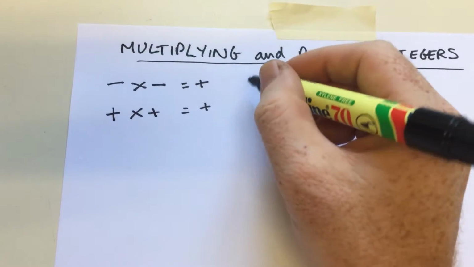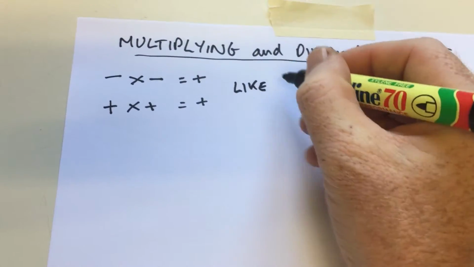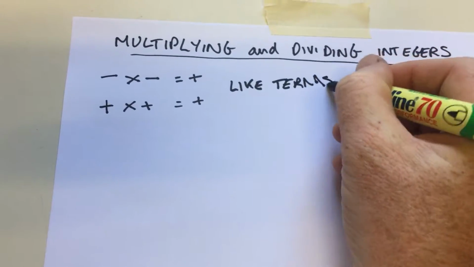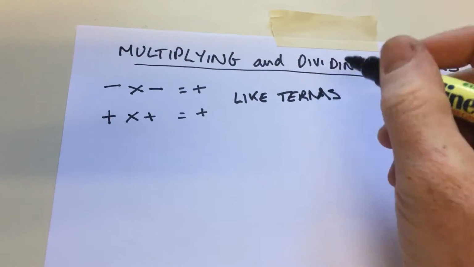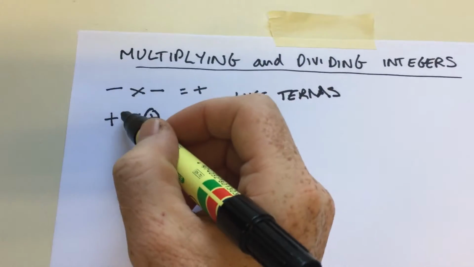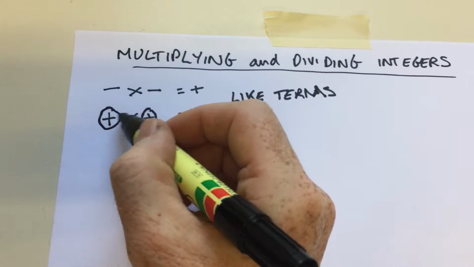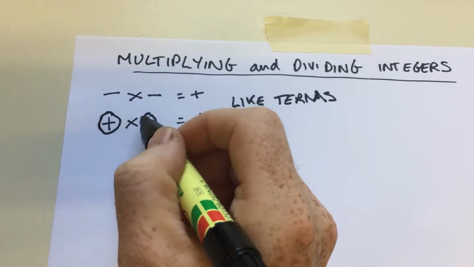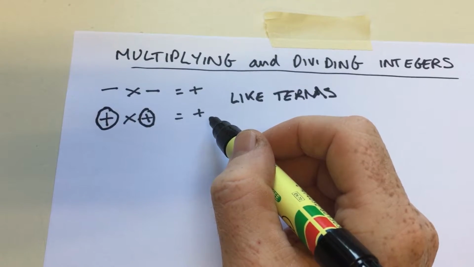In other words, we say that like terms, remember a like term, are if one term, it's a positive, is like the other term, in other words, it's the same. If you multiply the same terms, like terms, you always get a positive.